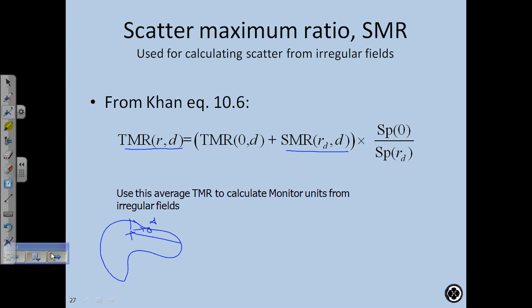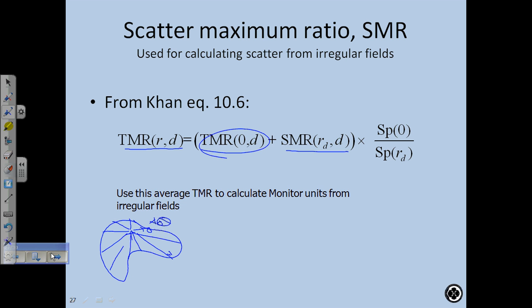delta thetas, all the way around, measure the radii, and for each radius calculate the SMR. Then sum it up, get an average, put it in this equation, and multiply by the zero field TMR. Now this is not as simple to calculate as the TAR.